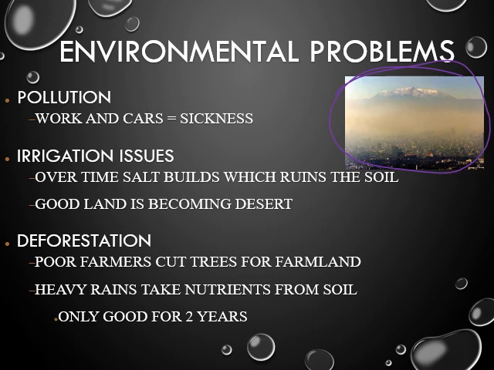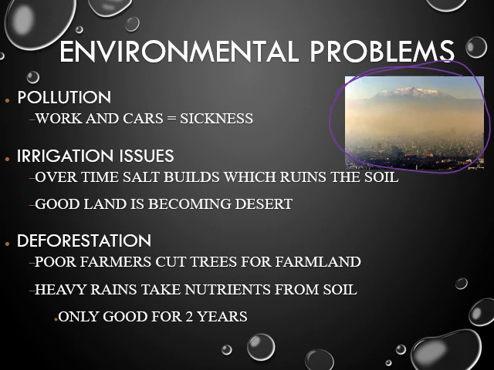Deforestation is another problem because in the rainforest, the poor farmers are cutting down or burning down the trees to make this farmland. But like I said before, those heavy rains that happen in the tropics don't allow that soil to be good for very long. As it's raining and raining and raining and raining, it's washing out all the nutrients, all the good stuff that's making things grow from the soil.